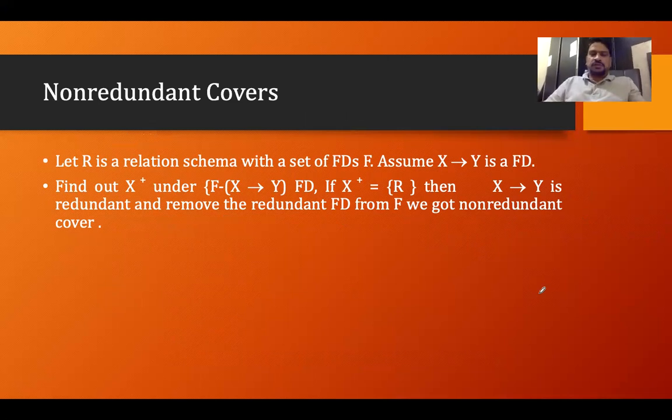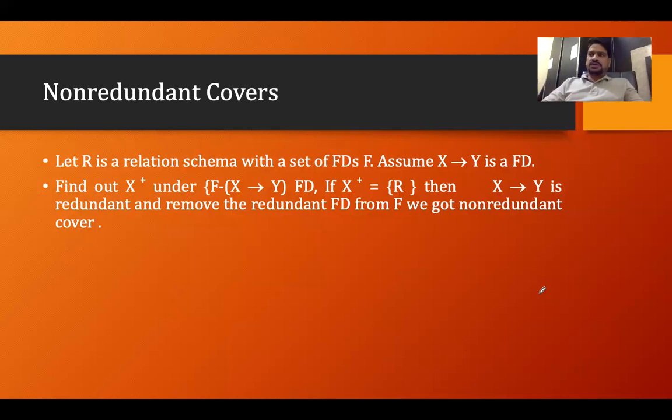Now we have the concept of non-redundant cover. Okay. Now what is the meaning of non-redundant cover? The meaning is, see, why are we using databases, or what is the advantage of the database over the file system? We have seen that one of the advantages is reduction of duplicate values. Okay.